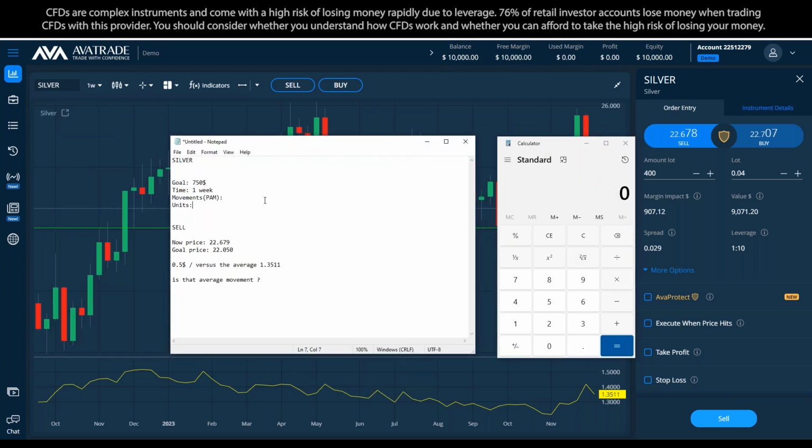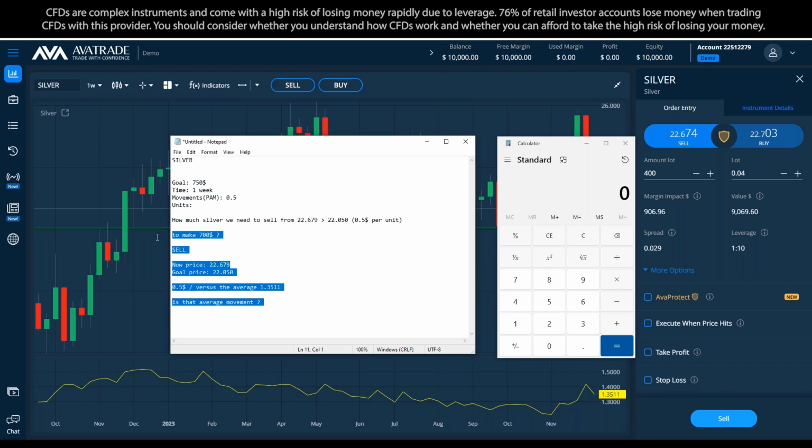Okay, now, how many units, how much silver we need to sell from 22.2 to 2250. That's, like we said, per unit. Okay, to make $700. In the meantime, I'm gonna put the solution down here. 700 divided by half. How much is that, guys? Who knows?